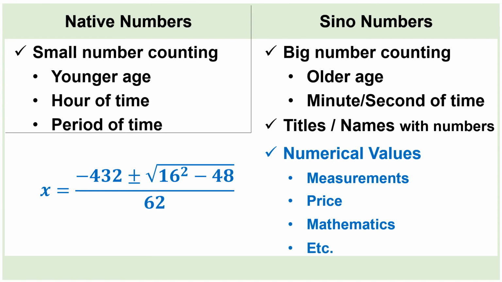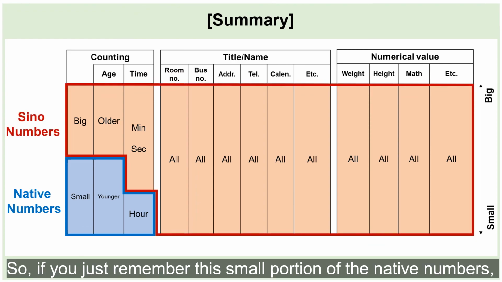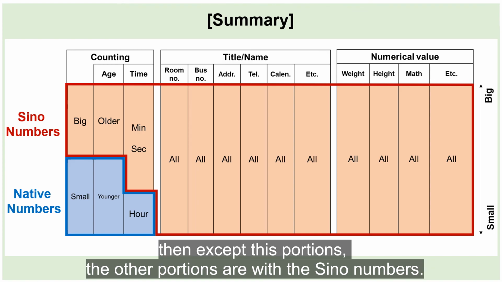This is the summary. You see that the use of the native numbers takes a small part, for small number counting and younger ages and hours for time, something like that. And for the other uses like big number counting, titles and names using numbers, and some numerical values, the Sino numbers take the majority. So if you just remember this small portion of the native numbers, then except for these portions, the other portions are with the Sino numbers, okay?